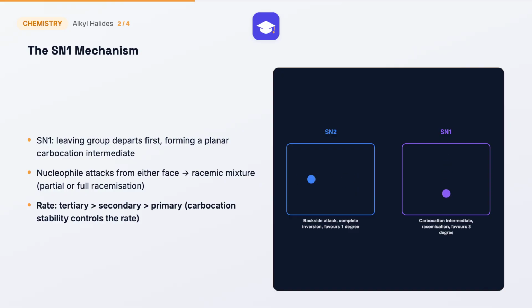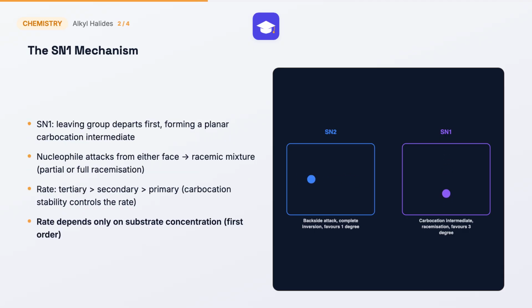Because carbocation stability is what actually controls this pathway, SN1 reactions proceed fastest at tertiary carbons, whose carbocations are stabilized by three electron-donating alkyl groups, the exact opposite substrate preference from SN2.